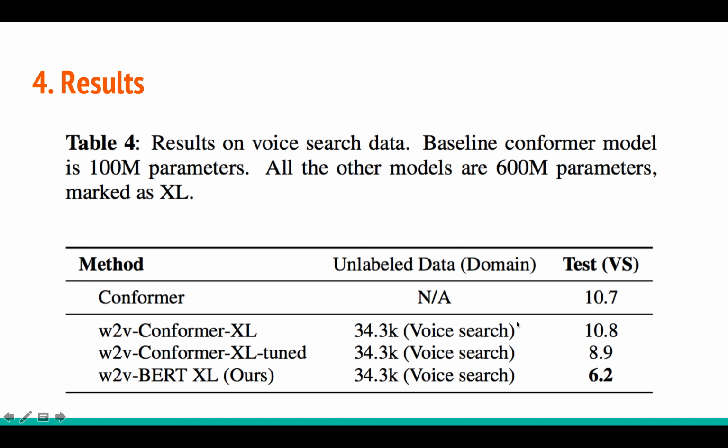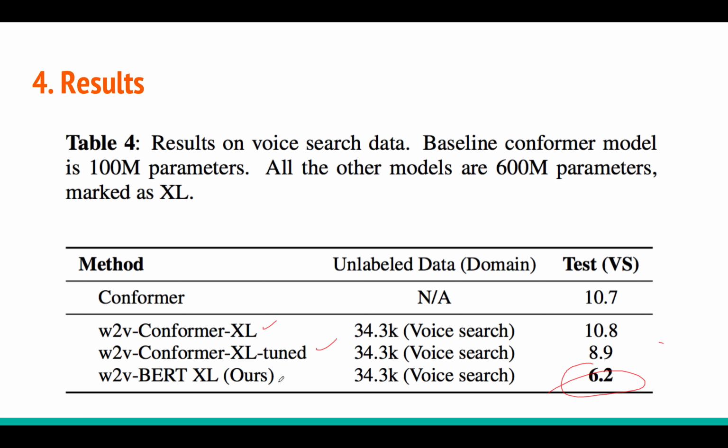And finally, they report results on their in-house Google voice search dataset. As you can see here, this is quite surprising. The proposed approach gives a really good improvement compared to the previous approach, which is the Wav2Vec conformer, which does not use MLM loss but uses contrastive loss. The only difference between the Wav2Vec 2.0 original paper and that approach is that they use conformer blocks instead of transformer blocks, and they also have noisy student training on that.